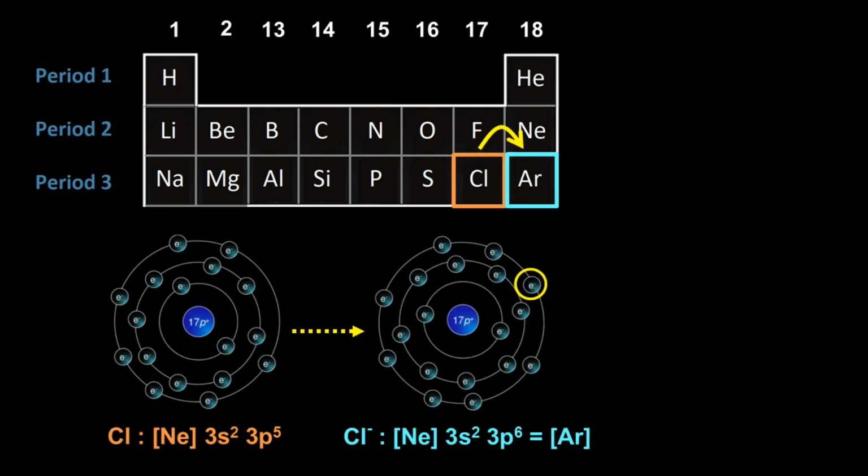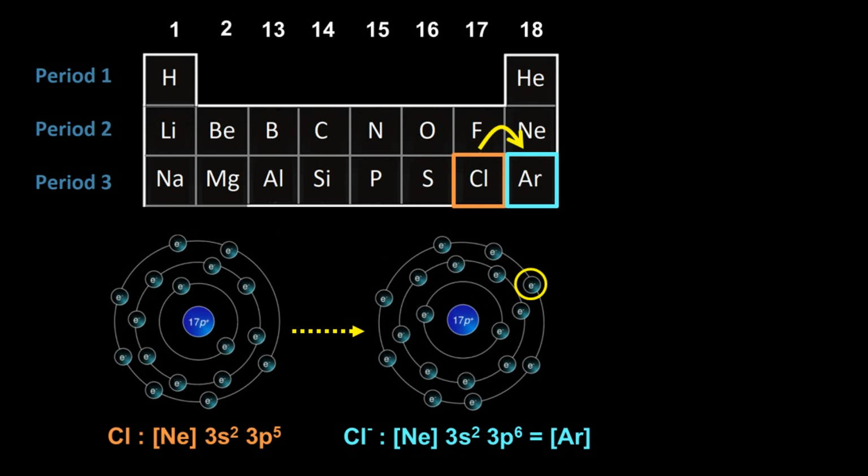Let's take chlorine as an example. Chlorine has 7 electrons in its outermost shell, so it only needs 1 more to complete its octet. When chlorine gains that 1 electron, it becomes a chloride ion, Cl-, which is much more stable.